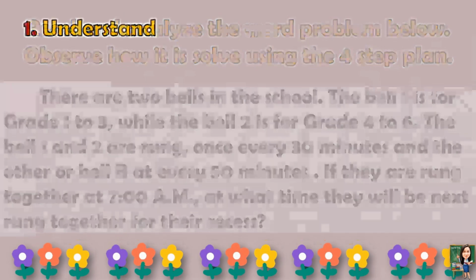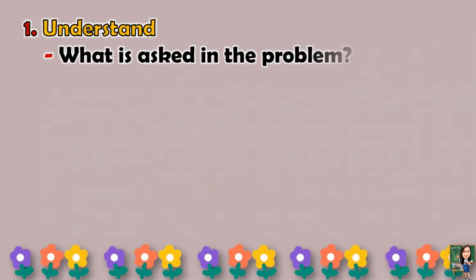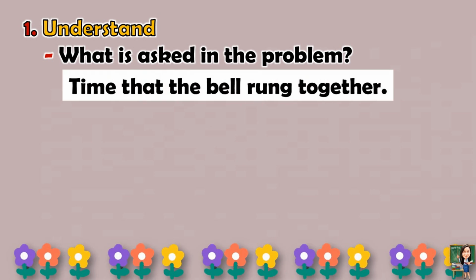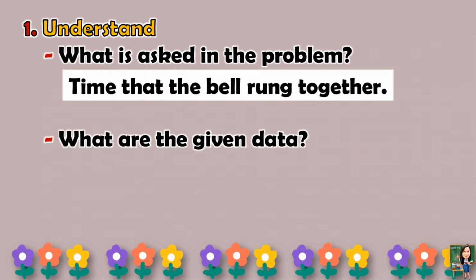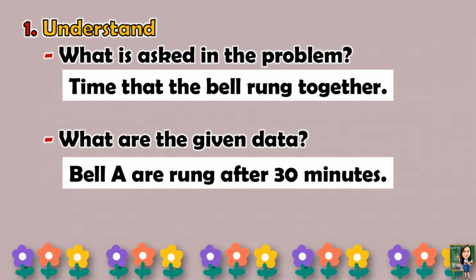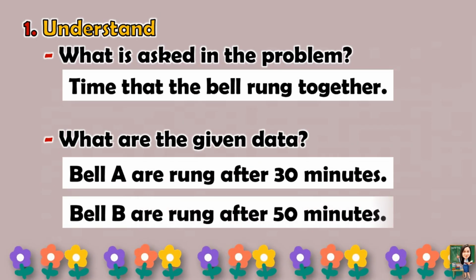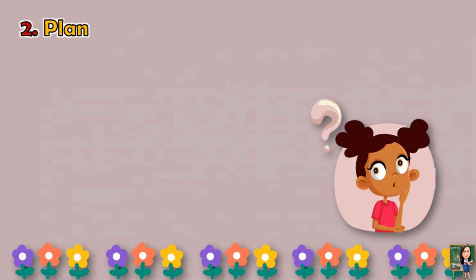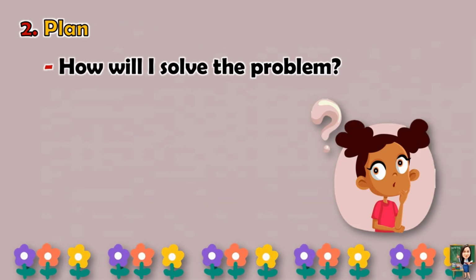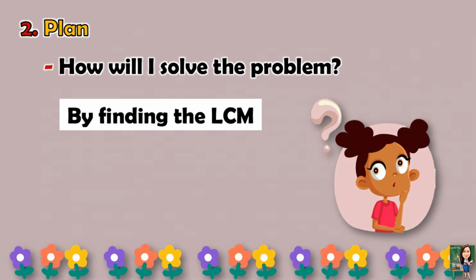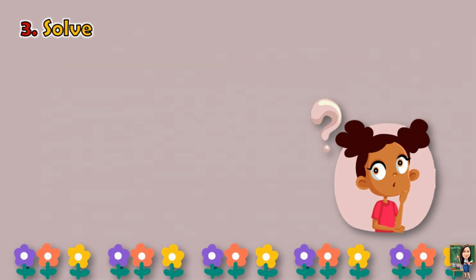The first step is understand. What is asked in the problem? The time that the bells rang together. What are the given data? Bell A is rung after 30 minutes, and bell B is rung after 50 minutes. Step 2 is plan. How will I solve the problem? By finding the LCM. Step 3, solve.